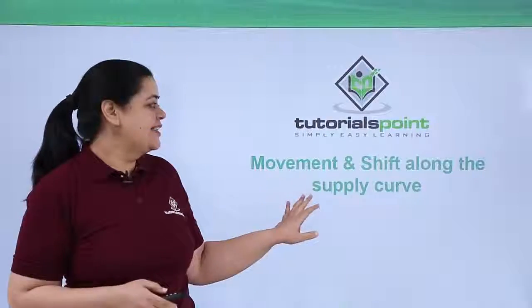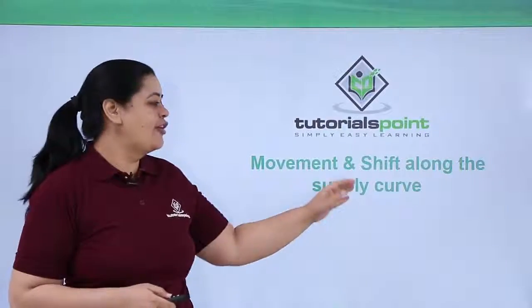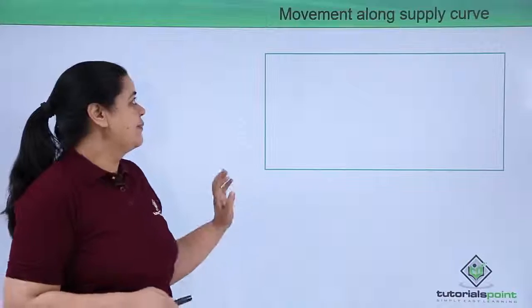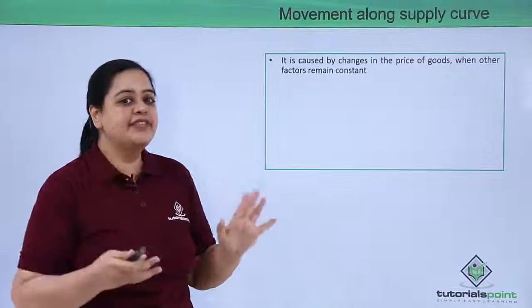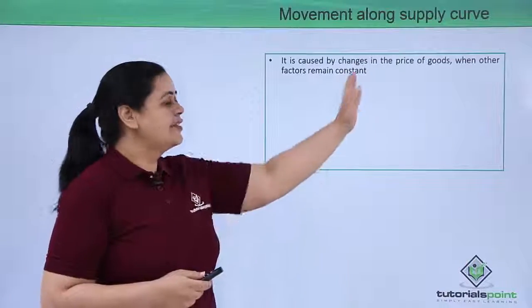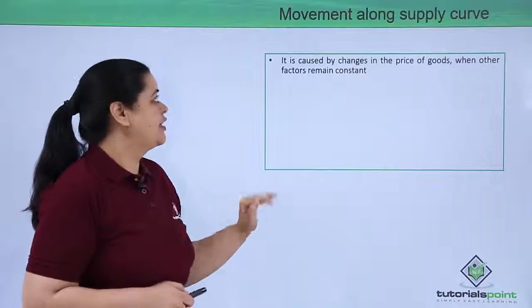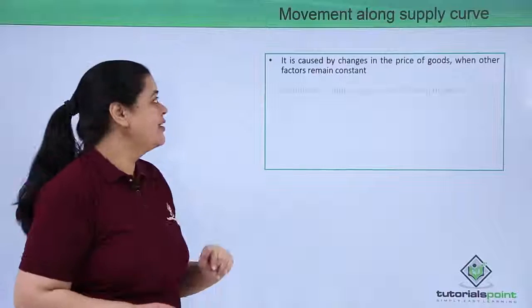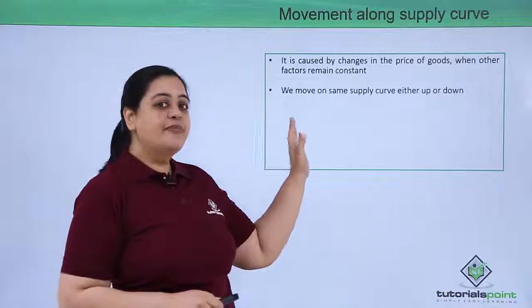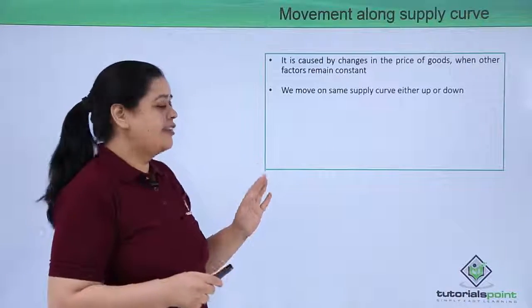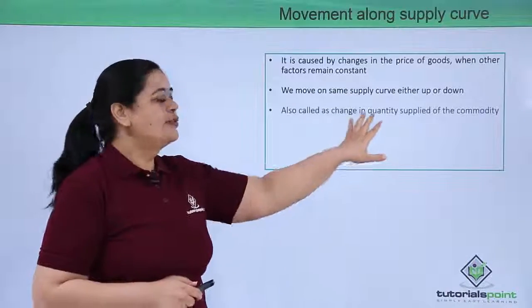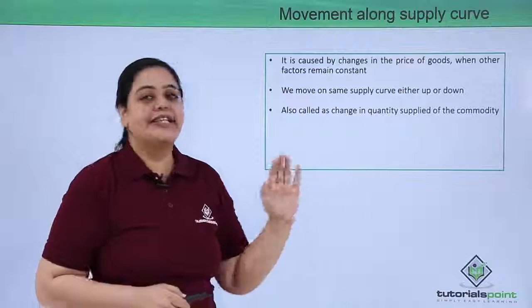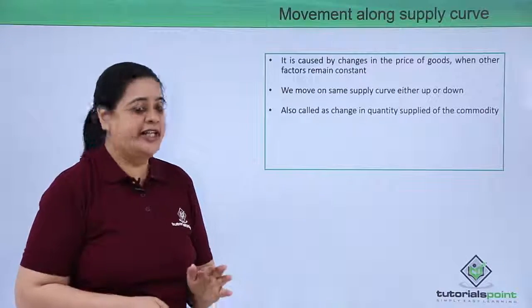Now, let us understand the movement and the shift along the supply curve. When the movement happens, what is the reason for that movement? Because there is a change in the price of the goods, other factors remaining constant. So, we will move on the same supply curve either up or down. This is also known as change in the quantity supplied of a commodity.